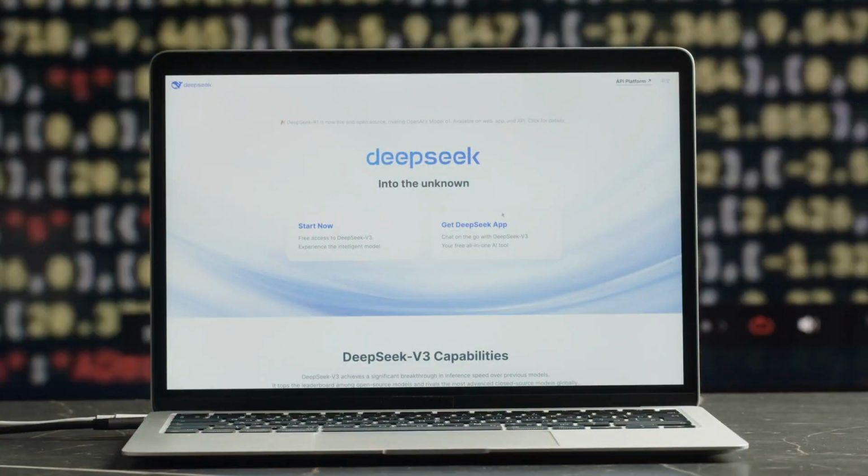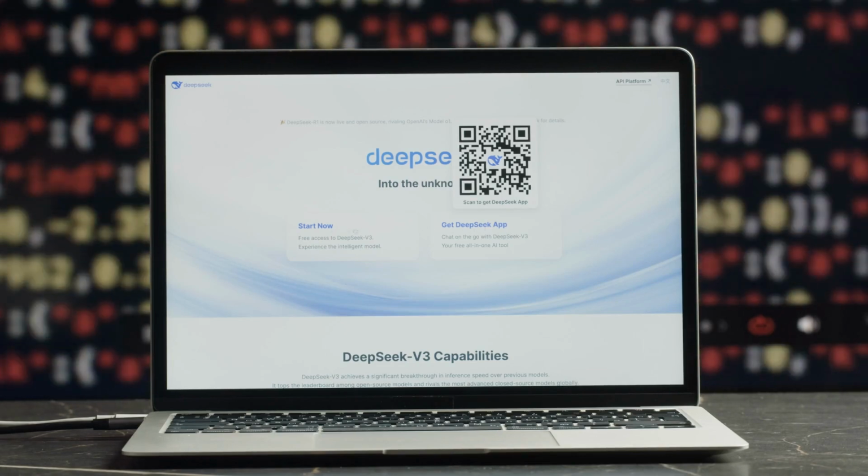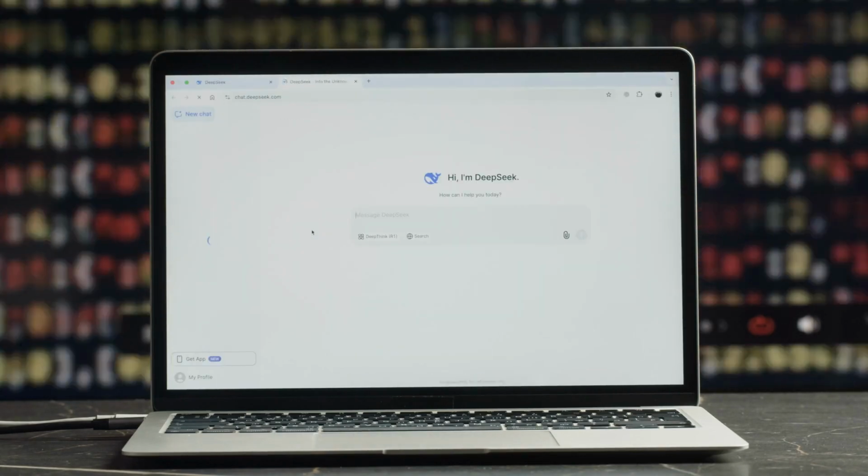DeepSeek's V3-0324 is a signal that the AI race is far from over.